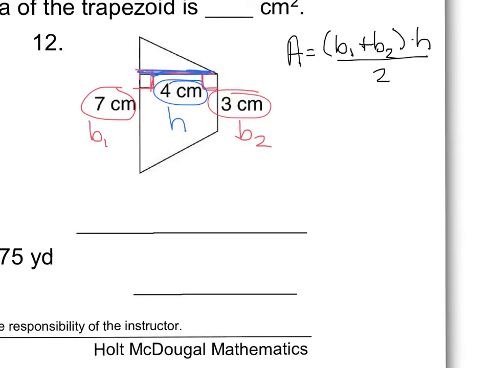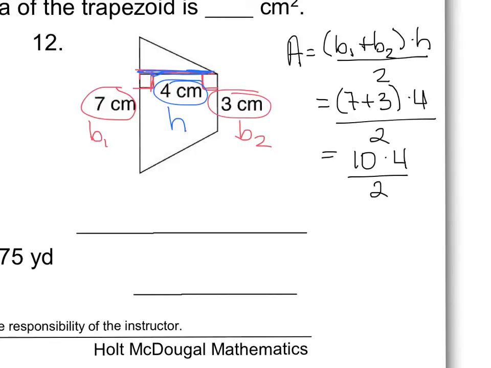Let's plug in those numbers. Base 1 is 7. Base 2 is 3, so 7 plus 3 times my height of 4 divided by 2. 7 plus 3 is 10 times 4 divided by 2. 10 times 4 is 40. 40 divided by 2 is 20 centimeters squared.